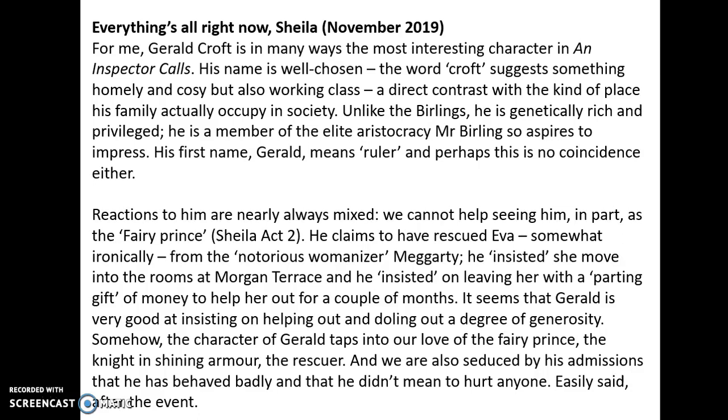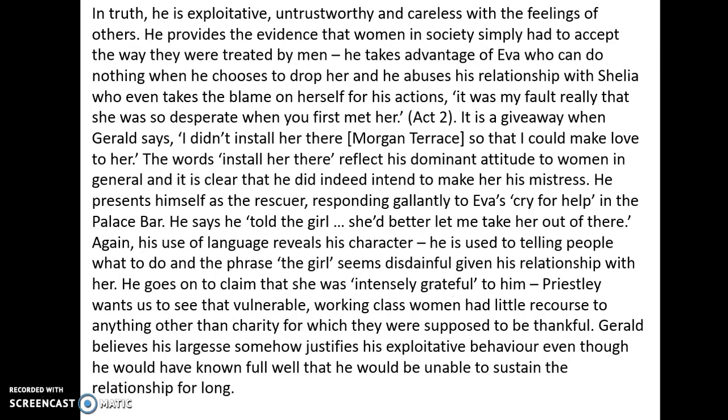Somehow the character of Gerald taps into our love of the fairy prince, the knight in shining armour, the rescuer, and we are also seduced by his admissions that he's behaved badly and that he didn't mean to hurt anyone. Easily said after the event. In truth, he's exploitative, untrustworthy and careless with the feelings of others.